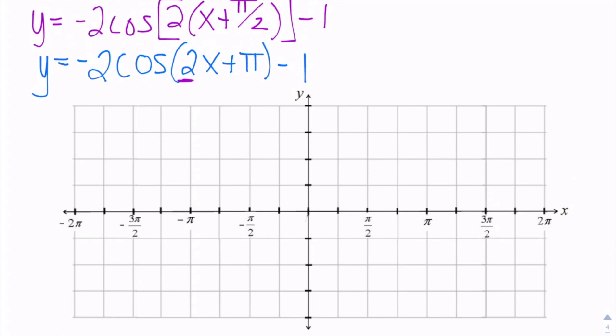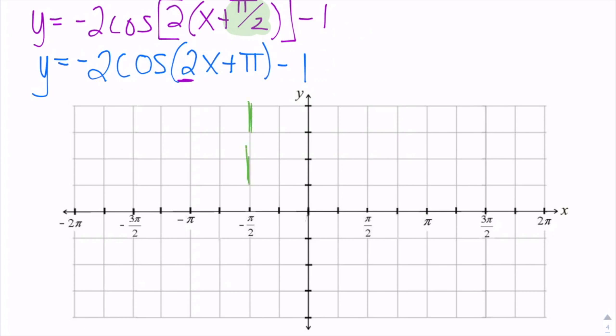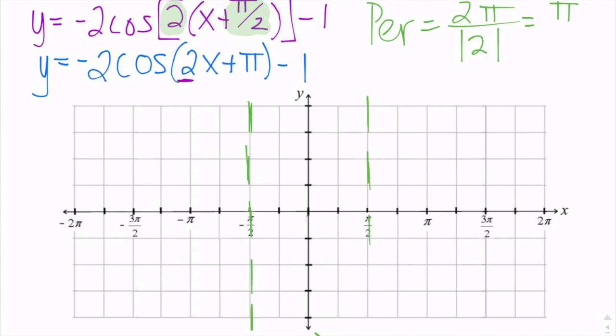And so to graph this, I'm going to create some of my dashed lines again. So we know from this plus pi over 2 right here that we're shifting left pi over 2. So that means we're going to start our graph right here at negative pi over 2. This 2 right here is our b value, so remember your period equals 2 pi divided by the absolute value of that b value, so that gives us pi. And so we're only going this way an amount of pi. So negative pi over 2 plus pi gives us positive pi over 2, so our graph is going to end at pi over 2. And then remember, we want to break this into fourths, so I'm going to break this into fourths.